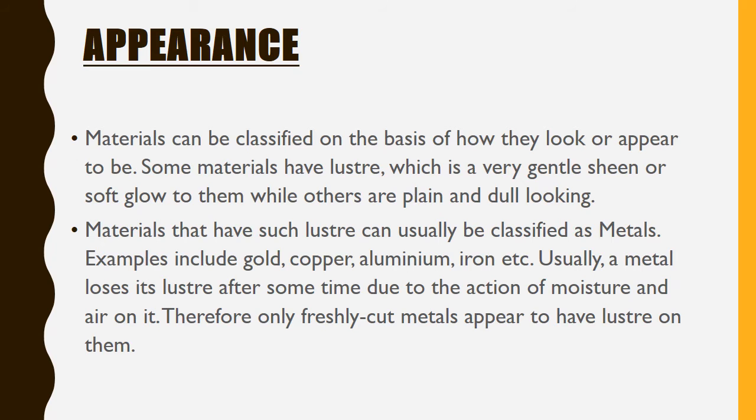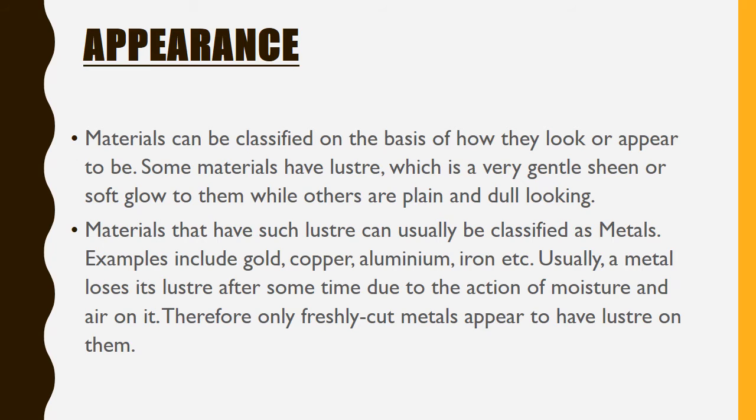Based on how they look, their appearance, we categorize materials as having the luster property, that is the shining property. It is a very gentle shine or soft glow, while other materials are plain and dull looking. Materials that have such luster property can be classified as metals. Examples: gold, copper, aluminium, iron. Usually a metal loses its luster after some time due to the action of moisture and air on it.